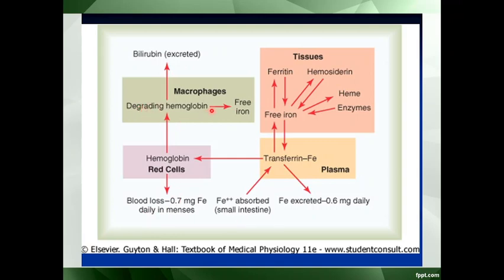Hemoglobin degradation, if we see, so the macrophages degrade hemoglobin. Hemoglobin is converted to biliverdin, and biliverdin is converted into bilirubin, and this bilirubin is excreted.